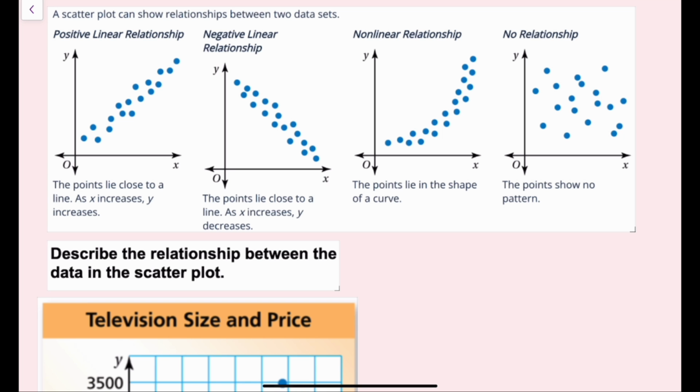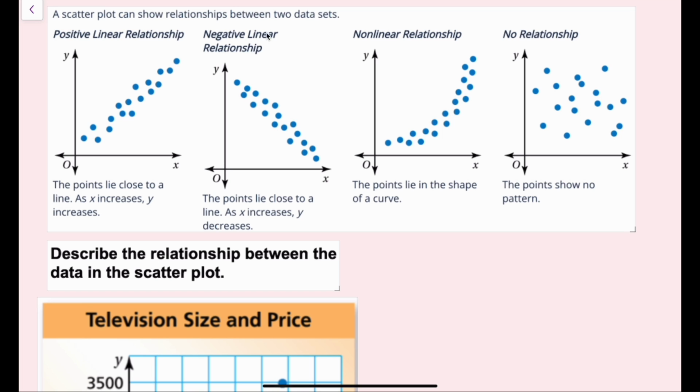A scatter plot can show relationships between two data sets. So here we have a positive linear relationship. These points are kind of increasing at a constant rate. Obviously, they're not all on the same line, but they're close. As x increases, y increases. So when I increase my x value, my y value increases as well.